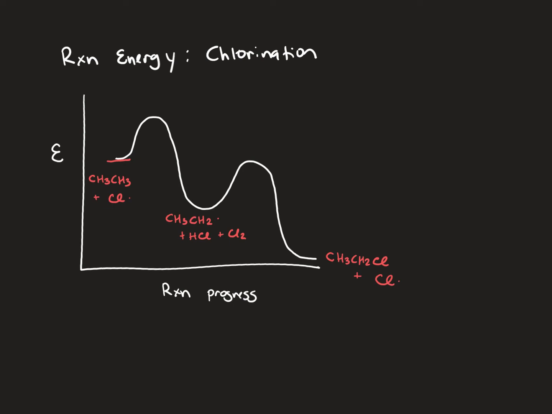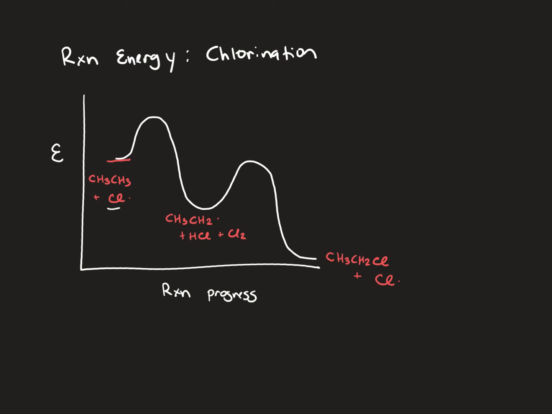So if we look at this propagation in terms of the reaction energy, we can see that both steps are exothermic. When you go from this chlorine radical and ethane to the ethane radical and HCl, that new HCl bond being formed is stronger than the CH bond that broke. So this is exothermic.